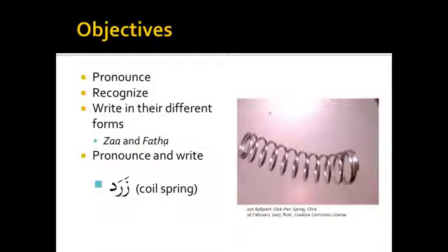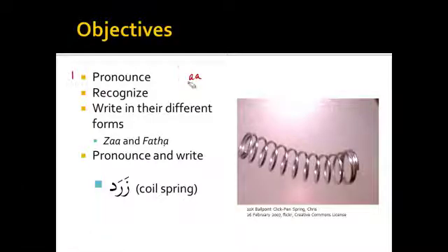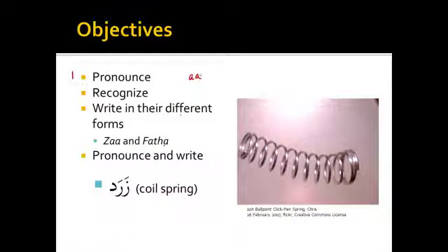So as usual, we have our 4 objectives for this lesson. The first objective is to pronounce the Ra. Excuse me, we're not doing the Ra here, we're doing the Za. So I'm gonna erase that. Okay. Let's go back here. So we're doing the Za. So we have the Za here to pronounce the Za and the Fatha, the short vowel Fatha. And this is a short vowel here.